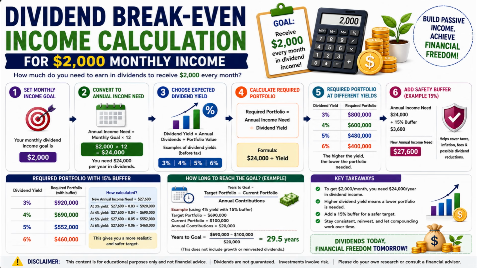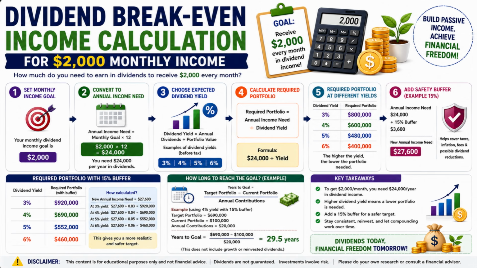Next, convert the monthly income goal into annual income need. Since dividend yield is normally calculated on a yearly basis, multiply the monthly goal by 12. So, $2,000 multiplied by 12 equals $24,000 per year. This means you need $24,000 in annual dividend income to receive $2,000 every month.